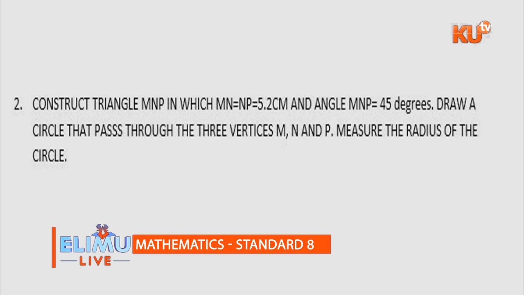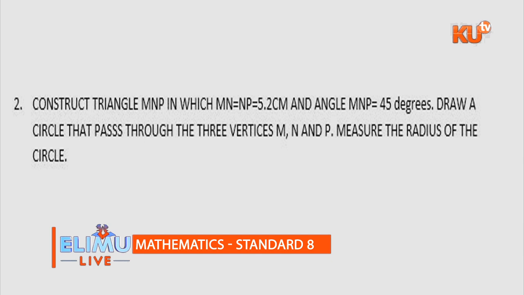This N is where I told you we are going to place the protractor. The protractor will be placed at N. So we can use MN or NP, which is 5.2. Measure 5.2 centimeters. You have your 5.2 centimeters. And this 5.2 centimeters, you just come here, leave a small space, and then place it there. Put a small arc once.